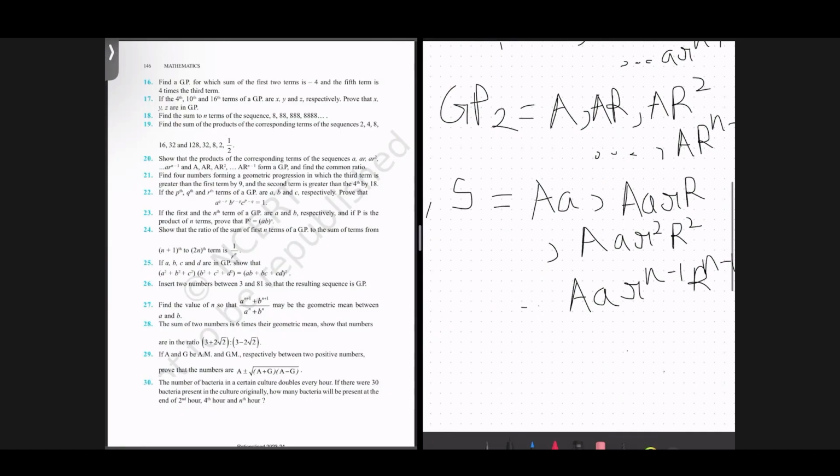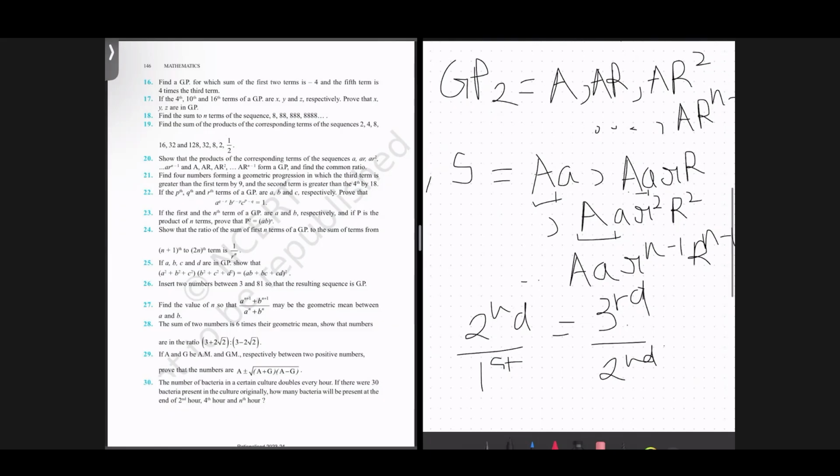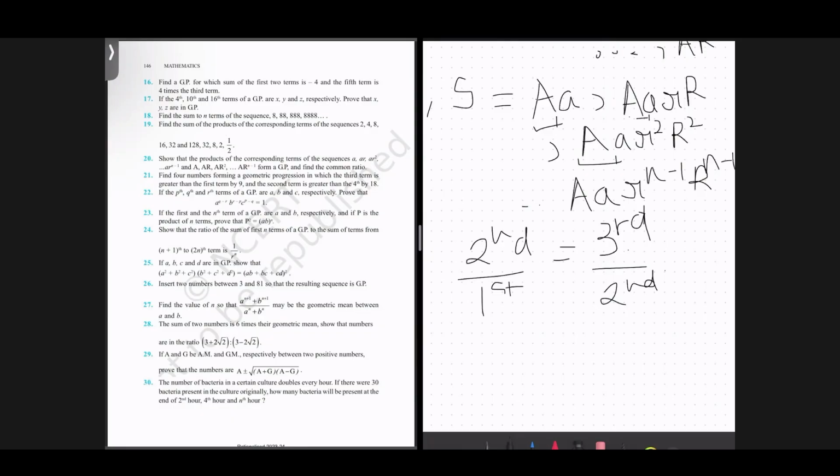So, to show that this particular sequence, that is the multiplication of the corresponding terms of these two GPs, is going to be a GP in itself, it will be sufficient to show that the ratio between the second term and the first term is going to equal the ratio between the third term and the second term, right? So, if I show that the second term divided by the first term is equal to the third term divided by the second term, that will be a sufficient condition for me to prove that this is going to be a GP, right?